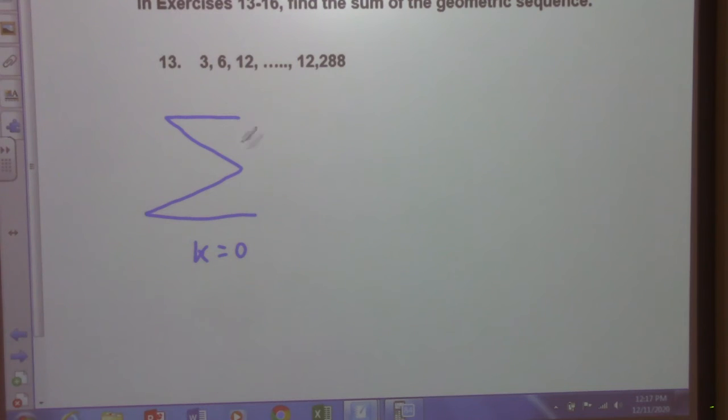Okay, now I don't know how much we're going up, but what's our initial value here? 3. What is r going to be here? 2. So we have 2 to the power of k. And what goes up here? Okay, let's take 12,288 and we're going to divide by this thing right here, so 3.